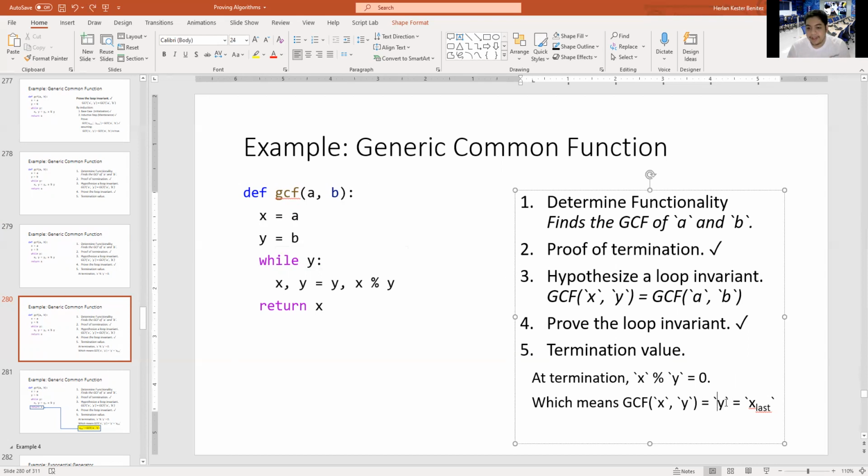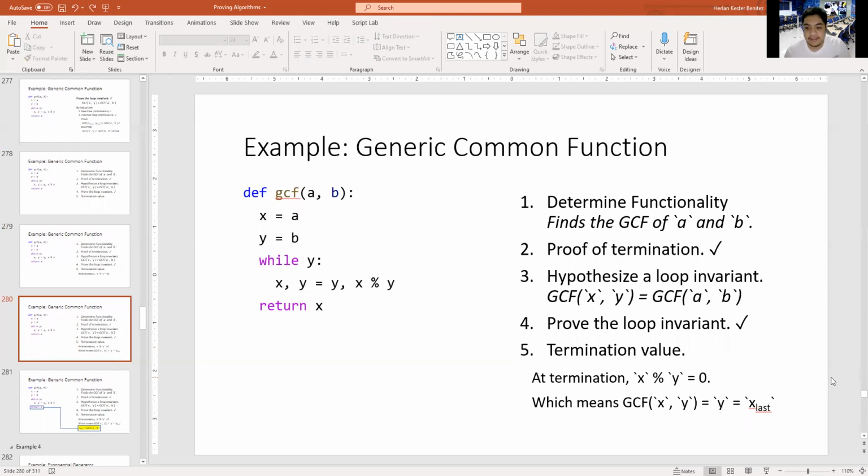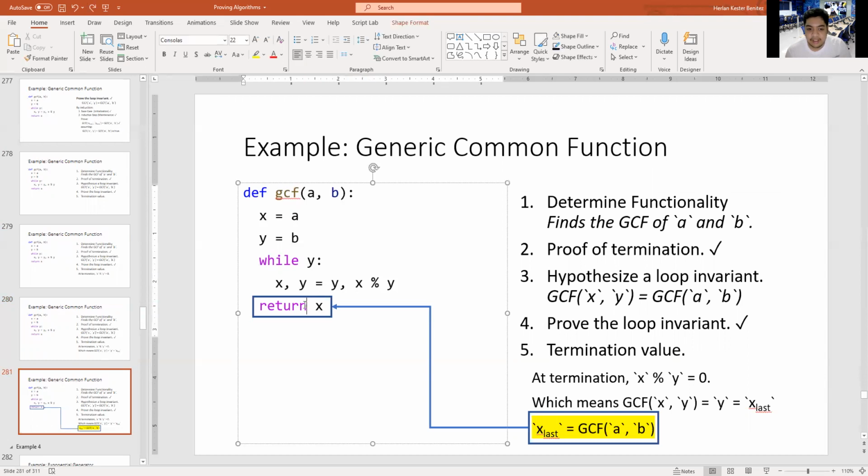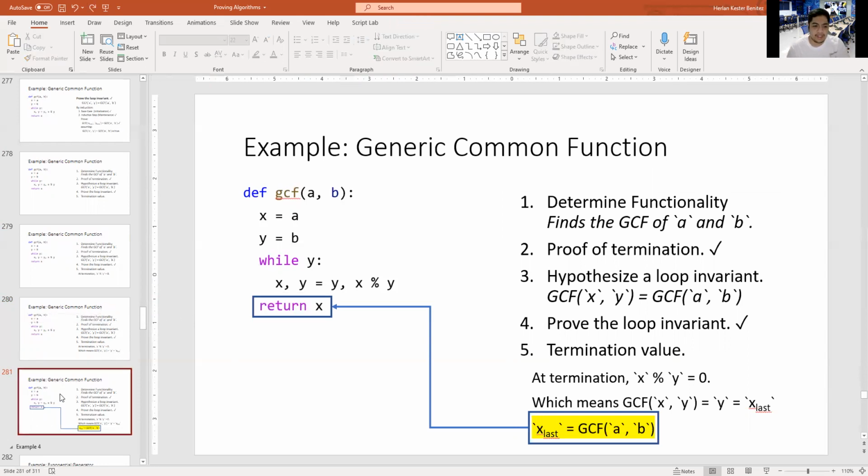So, the values of x and y where the remainder becomes 0 when I divide, y would be the greatest common factor, and that would be the last value of x. And then that is what we return as the value of the function. So, hopefully you got it.